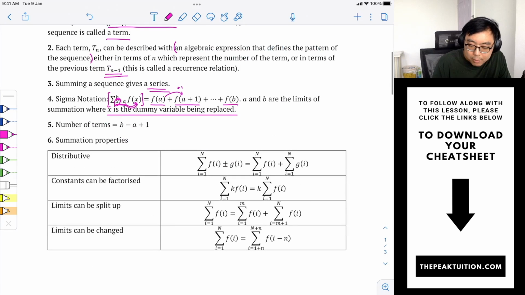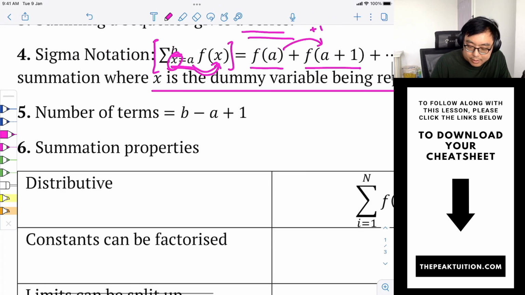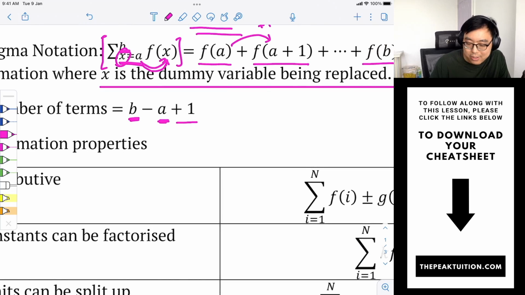The number of terms will be given by the ending term, which is the b in this case, minus the initial starting one, then plus 1. So why plus 1? This is just a matter of how we count. Let's say we count from 1 to 10. How many numbers are there? There are 10 numbers, right? But 10 minus 1 is 9. You have to add back the original number. That's why you plus 1. Then it equals 10. So it's just b minus a plus 1.